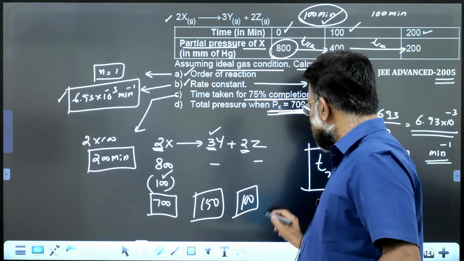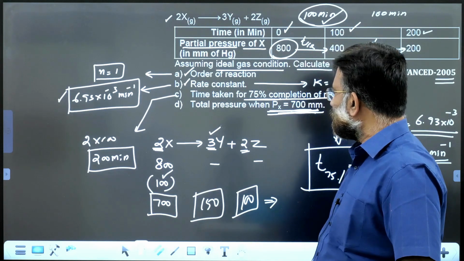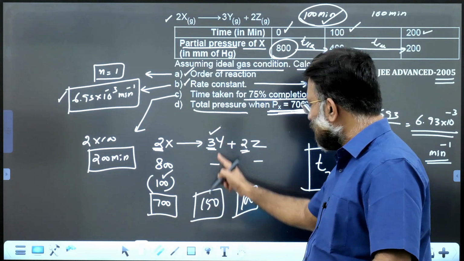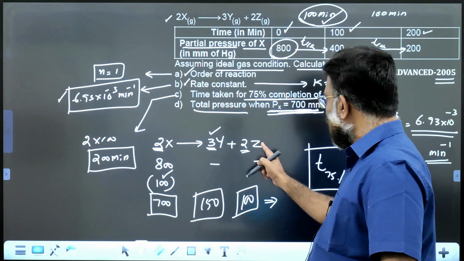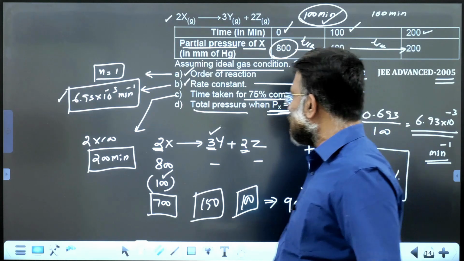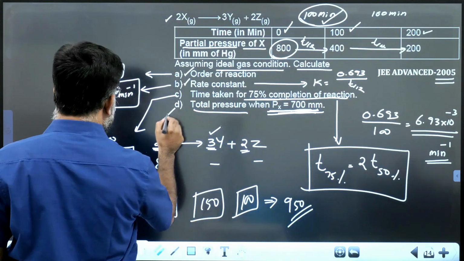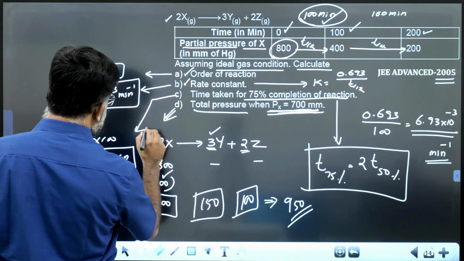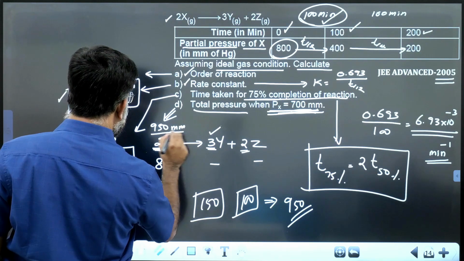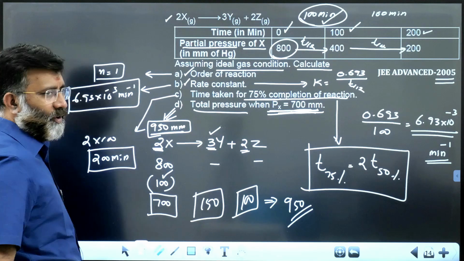So what is the total pressure at that time? X pressure 700, Y pressure 150, so 850, and Z pressure 100, so it is 950 mm. So the answer for the fourth question is 950 mm of mercury.